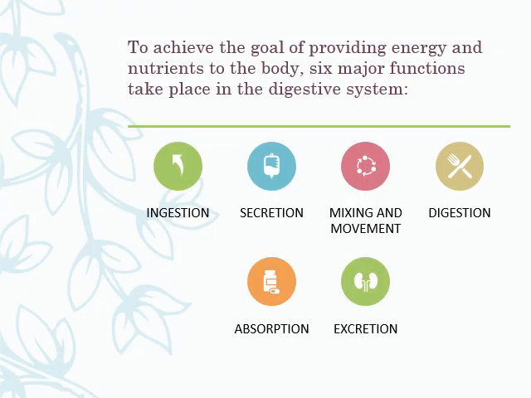To achieve the goal of providing energy and nutrients to the body, 6 major functions take place in the digestive system. They are ingestion, secretion, mixing and movement, digestion, absorption, and excretion. The first function of the digestive system is ingestion, the intake of food into the body. Then the second function is secretion.